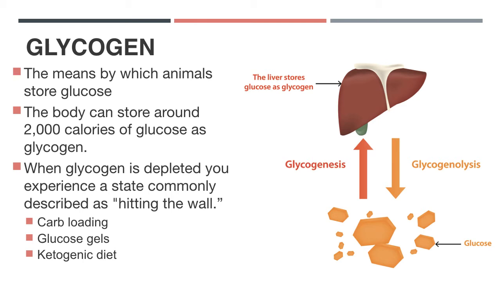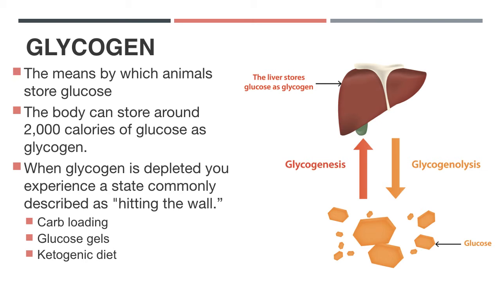Once the body runs out of glycogen, you will immediately be unable to perform, and that state is commonly described as hitting the wall. There are some techniques that are used in order to maximize glycogen stores. These include carb loading, so consuming large amounts of carbohydrates so the body is forced to store them as glycogen that can be used later. Also consuming glucose gels. If you have depleted your body of glucose and glycogen, consuming a glucose gel will give your body access to that glucose in the bloodstream.